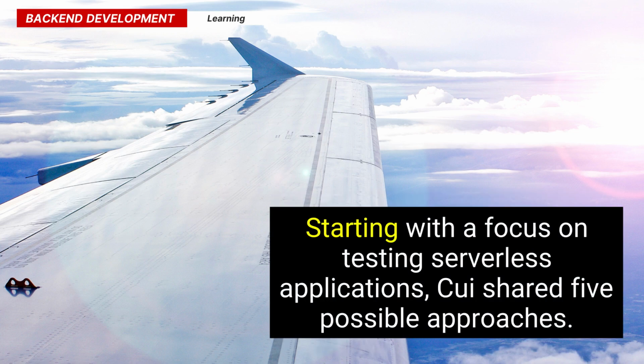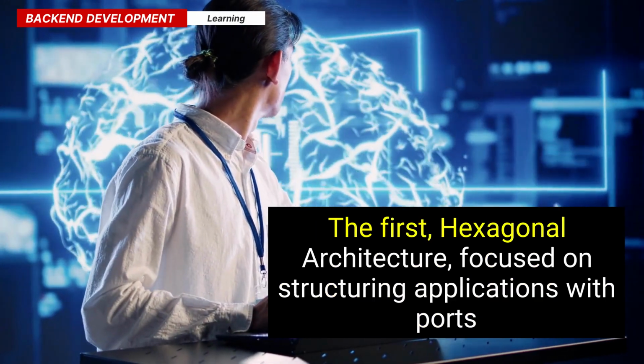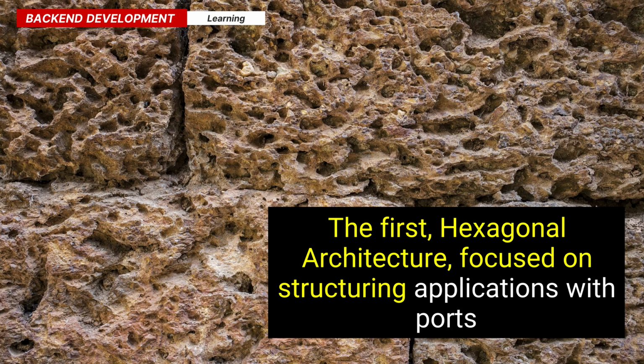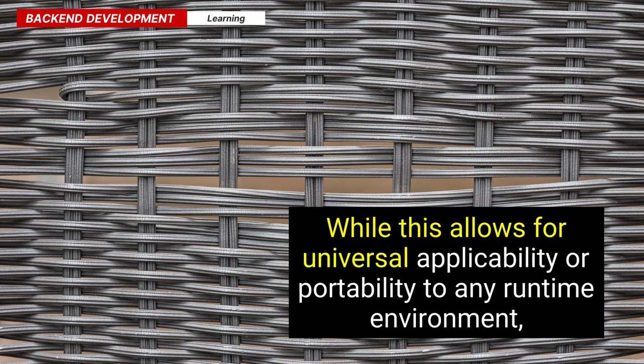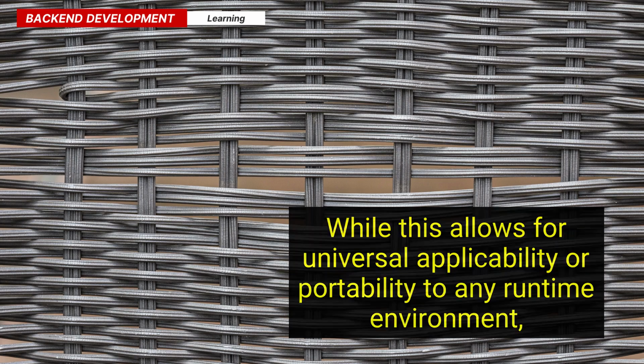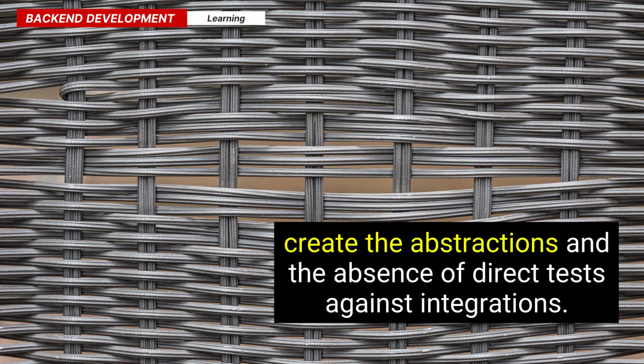Starting with a focus on testing serverless applications, Cui shared 5 possible approaches. The first, hexagonal architecture, focused on structuring applications with ports and adapters to abstract away the details of external clients or downstream integrations. While this allows for universal applicability or portability to any runtime environment, Cui made clear the drawbacks of this approach, which included the upfront work to create the abstractions and the absence of direct tests against integrations.